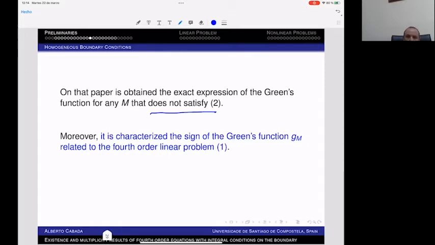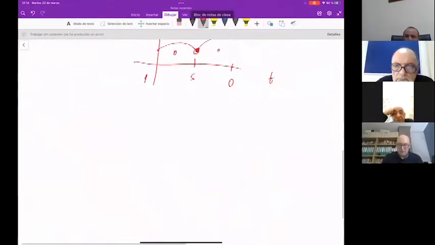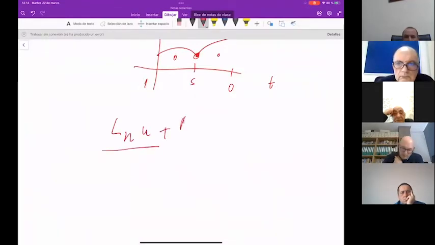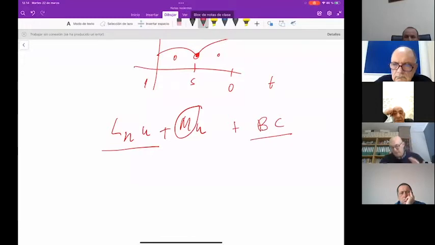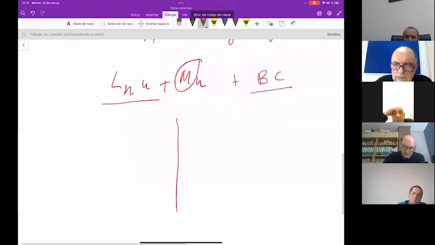Okay, this is in general, not for this one. But if we have a general equation, L_n of u, an nth order equation, plus mu, the parameter m, and we have boundary conditions. So if this problem has a unique solution, and the Green function has constant sign, what we have is the following.